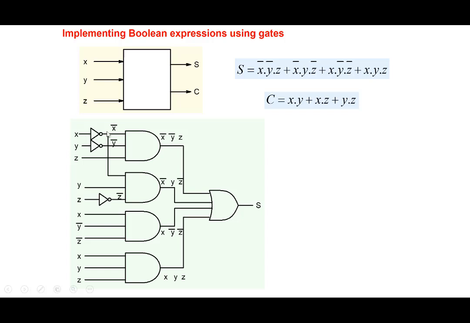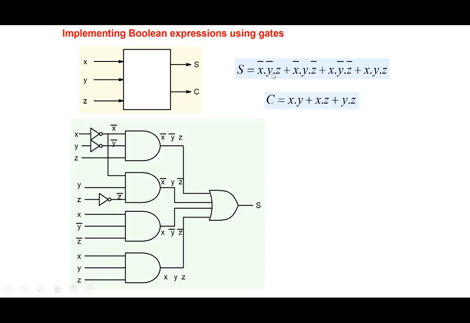So we create x bar here, y bar here, z here, and feed them into a 3-input AND gate, because each term consists of 3 inputs. So we create all these terms that you see here. We use a gate to create all these terms, x bar, y bar, z, and all these. There are 4 terms, and so we use 4 AND gates to create them.